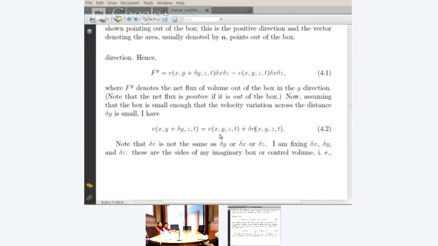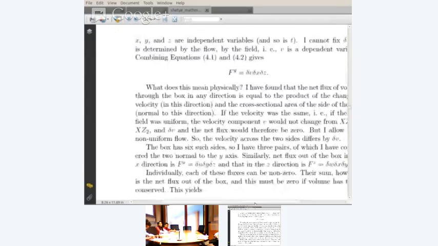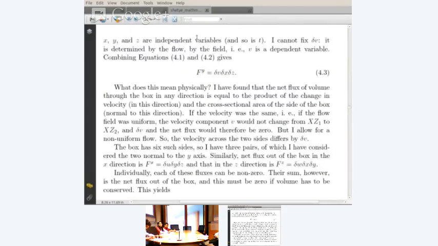Now note that delta V is not the same as delta y or delta z or delta x. I am fixing delta x, delta y, and delta z. These are the sides of my imaginary box of control volume, or parcel. So x, y, z are determined, these are independent variables, and so is t. I cannot fix delta V likewise. It is determined by the flow.